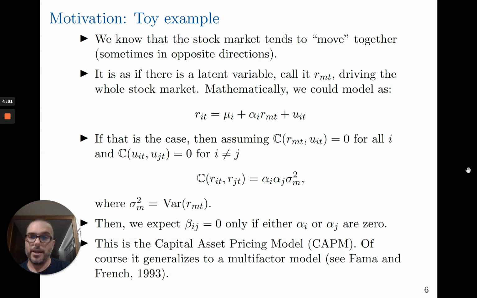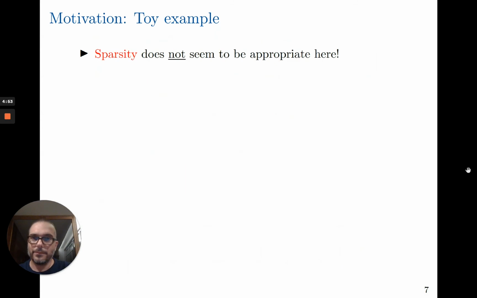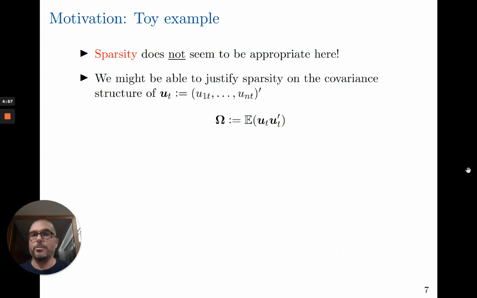And this is the CAPM, the capital asset pricing model, the most famous one, where R_m is the return of the market. So under the CAPM, a regression among returns cannot be sparse. So sparsity does not seem to be appropriate here.